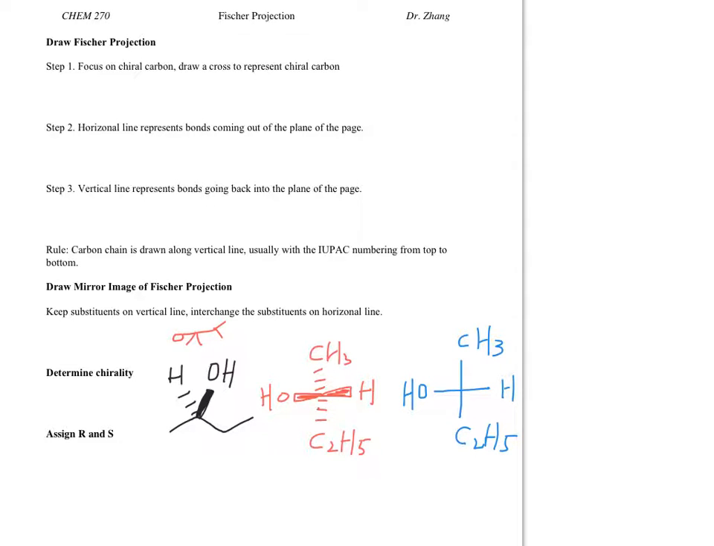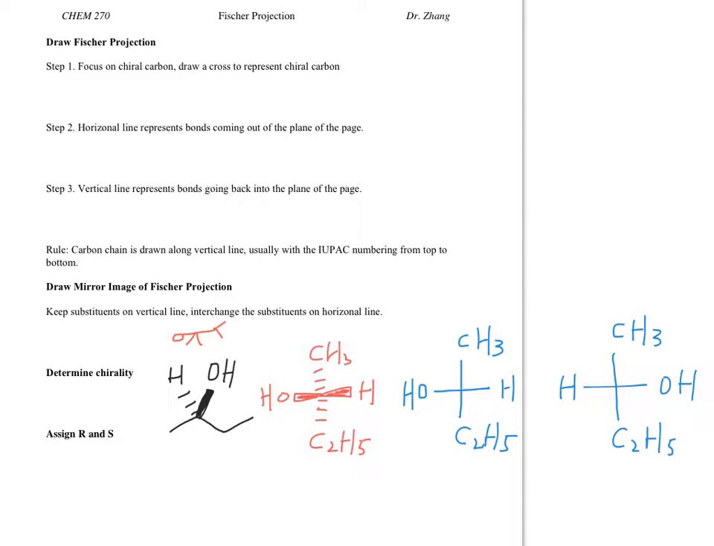You could also easily draw its mirror image. Since it is its mirror image, it must have the same chirality center, but it's this molecule's enantiomer. That being said, all you need to do is to swap 2 substituents. Keep your methyl and ethyl unchanged. Swap the hydrogen and hydroxide. You're able to draw its mirror image.